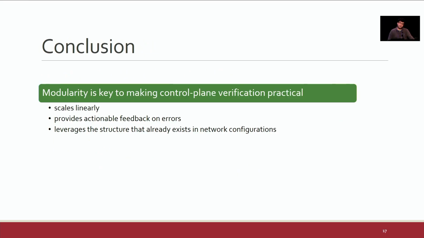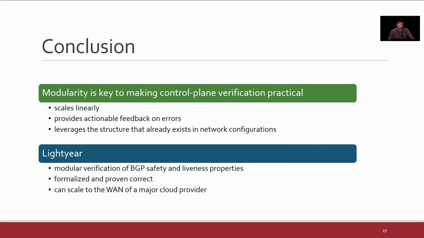So in conclusion, we're proposing that modularity is the key to making control plane verification practical, by allowing it to scale linearly and providing actionable feedback on errors. And it does this by leveraging the structure that already exists in network configurations. In our work, we show how to modularly verify BGP properties. We've formalized and proven this approach, and we've shown that it can scale to checking properties in the WAN of a major cloud provider. Thanks, that is all I have.